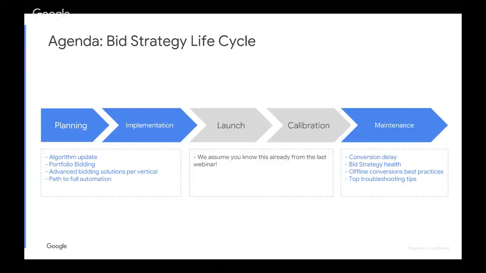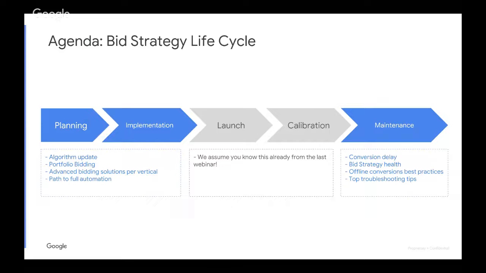In terms of agenda, we'd like the presentation today to have a flow of what we call a bid strategy lifecycle. Coming from the beginning on the left-hand side, it's the planning stage, and that's where we'll talk briefly about an algorithm update. That's an interesting one. Then we'll briefly talk about portfolio bidding, what it is, how it works. And then Simon will take over and give you an overview of some advanced bidding solutions per various verticals. And then how does that tie into automation overall?